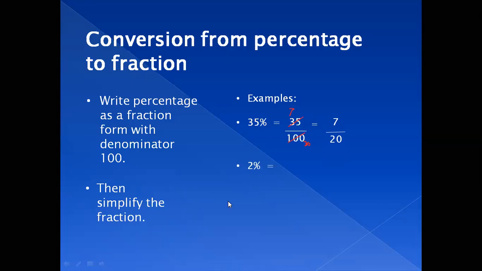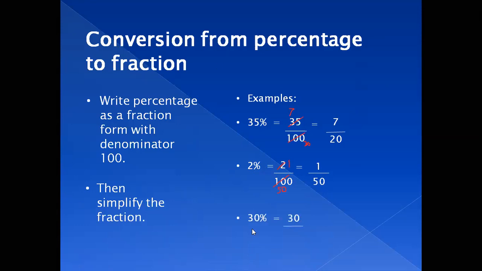Now the next example is 2%. So first we will write 2 and 100 as a denominator, and then we will do the simplification. We will read the table of 2. 2 ones are 2, and 2 50s are 100. And so the answer is 1 out of 50.